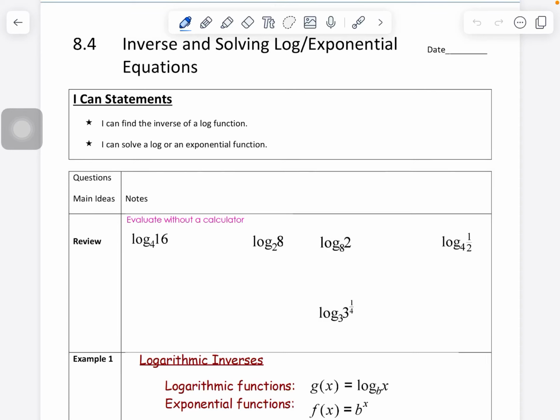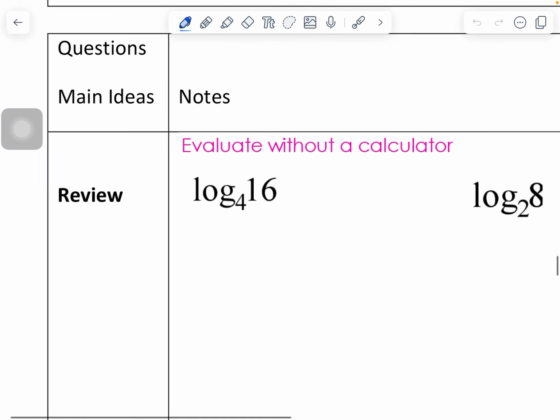Hello, and welcome to 8.4 Inverse and Solving Logs/Exponential Equations. So we're going to start out with a quick review here of how to evaluate logs without a calculator.